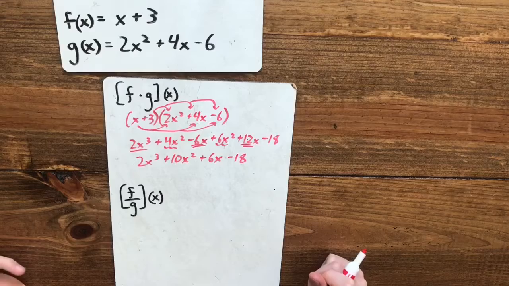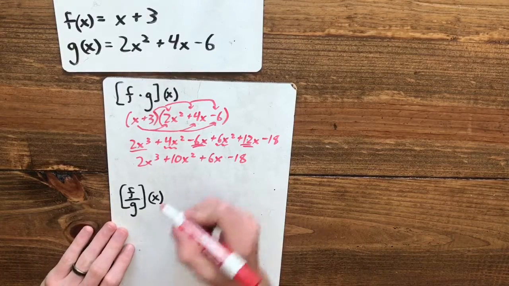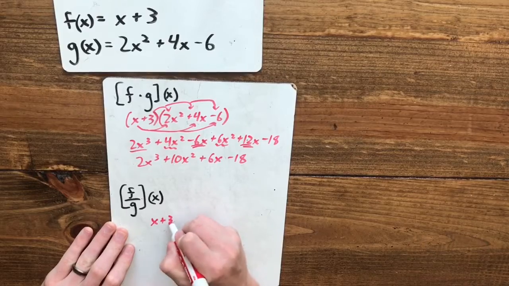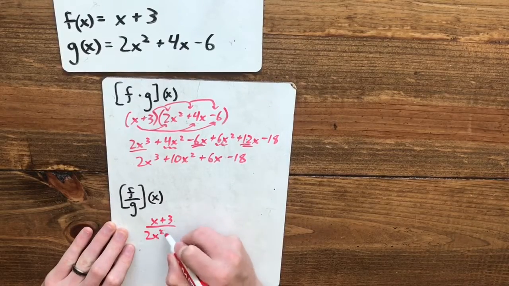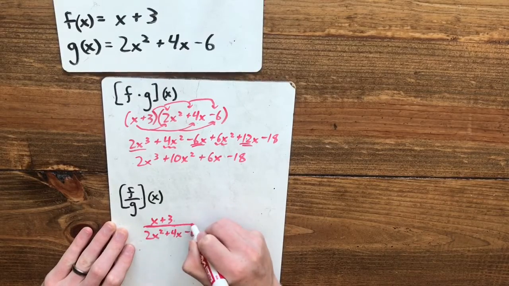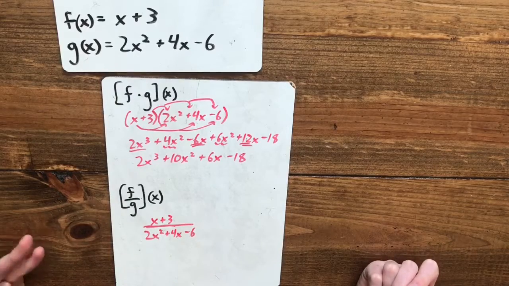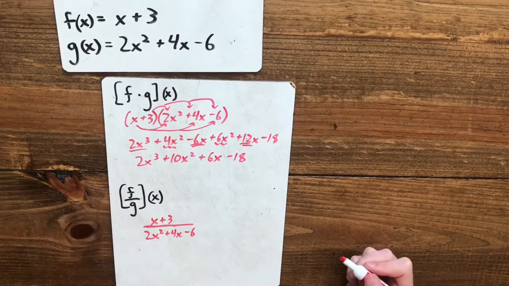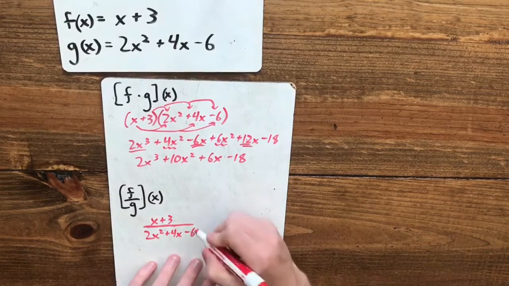Finally, I have f divided by g of x. And I'm going to set that up just as you would imagine. I've got my f function on top. I've got my g function on the bottom, 2x squared plus 4x minus 6. And in order to simplify this or try to clean this up at all, we're going to need to factor the top and the bottom completely and see if we can reduce.